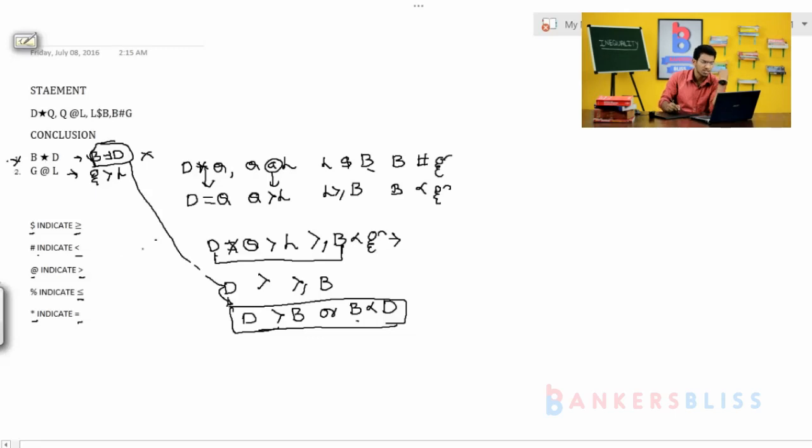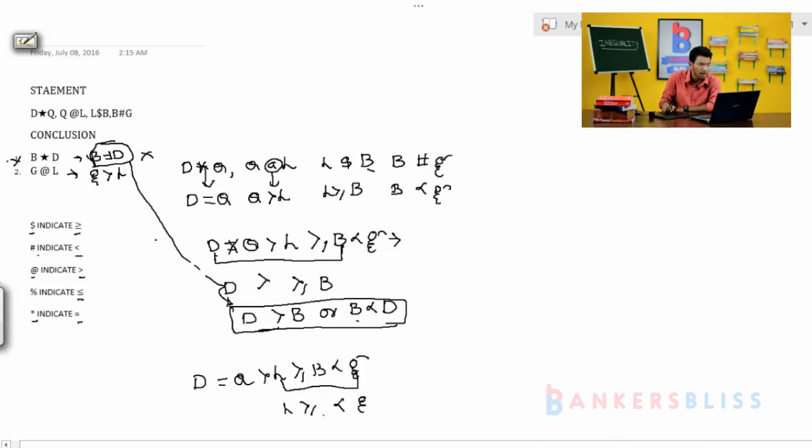Then the second one, G at the rate L. So once again I will write here, D is equal to Q, Q greater than L, L greater than or equal to B, B less than G. Is it clear? In the second conclusion, they are asking the relationship between G and L. G to L, it is nothing but, look at guys, L greater than or equal to, less than G.